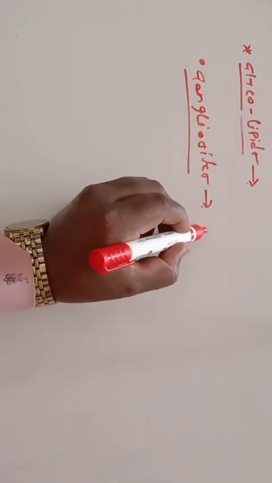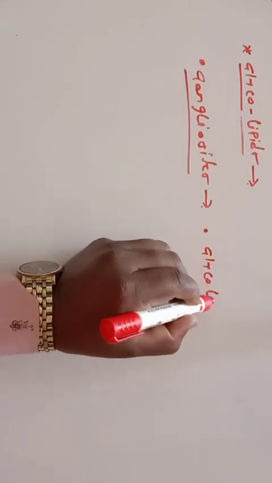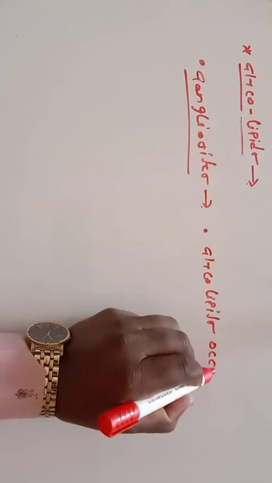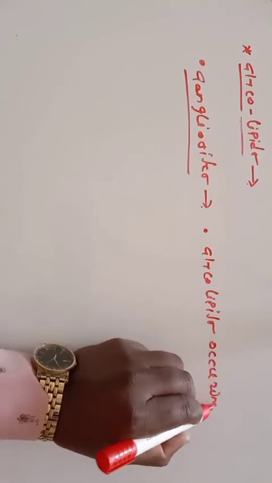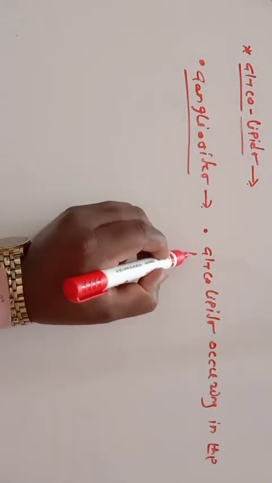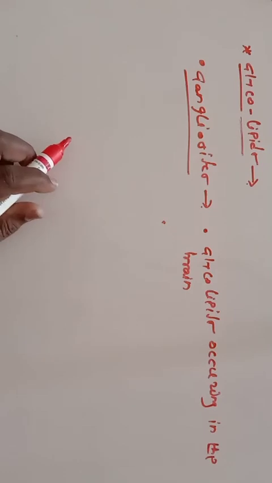These gangliosides are glycolipids occurring in the brain. So they are found in the brain. They are glycolipids occurring in the brain.